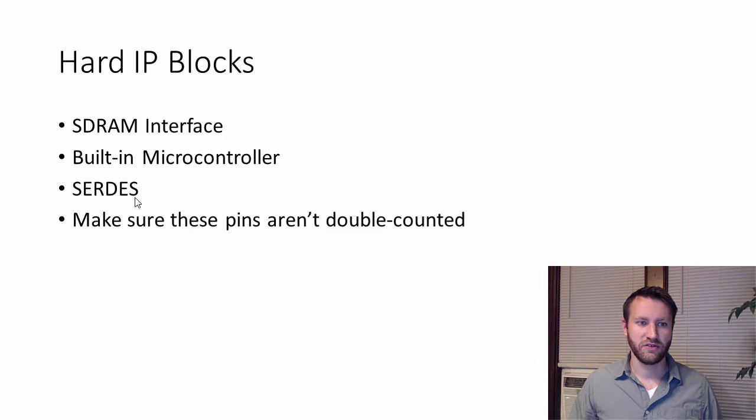SerDes, high-speed serialization, deserialization, if you've never heard of that before, it's basically connecting to anything that runs above maybe 5 gigabits per second. So it's dedicated fast serial lines to send and receive data. That's used in things like PCI Express. It's used in high-speed video communications. Things like that is when SerDes is used. Make sure these pins aren't double counted. So if you have to reserve pins for one of these hard IP blocks, make sure you don't accidentally say that it's available somewhere else. Just a warning.